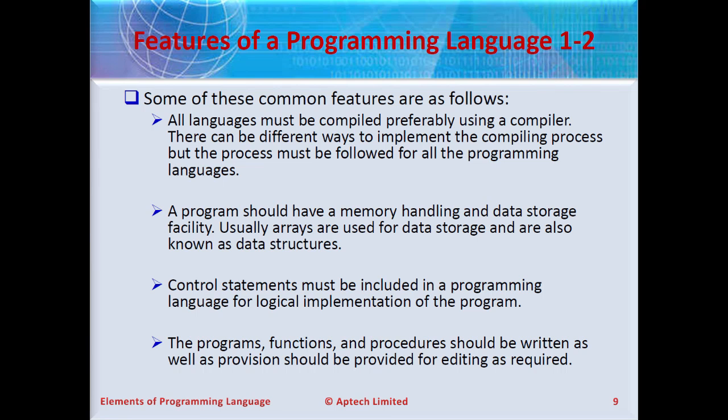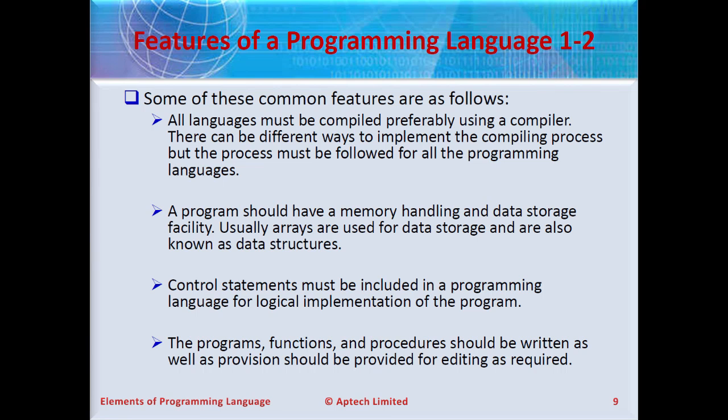Number two, a program should have memory handling and data storage facilities. Usually arrays are used for data storage, and they're also known as data structures. So the data structures basically are what we use to hold the data that our program will be processing, or the data that will have been processed after your program processes that particular data. We have the control statements, which must be included in a programming language for logical implementation in the program. The control statements include things like the loops, which we discussed earlier, or the decision-making constructs.